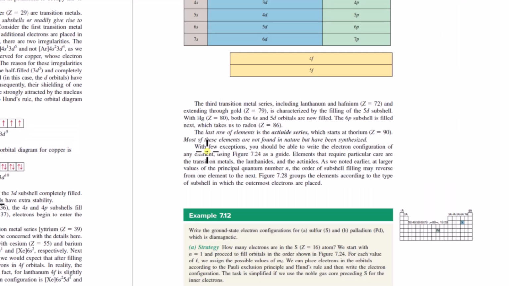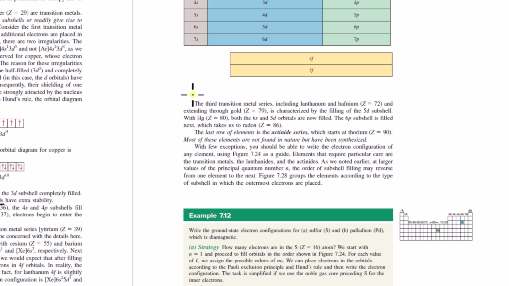All right, with few exceptions, you should be able to write the electron configuration of any element using figure 7.24 as a guide. Elements that require particular care are the transition metals, the lanthanides, and the actinides. As we noted earlier, at larger values of the principal quantum number n, the order of subshell filling may reverse from one element to the next. Figure 7.28 groups the elements according to the type of subshell in which the outermost electrons are placed.